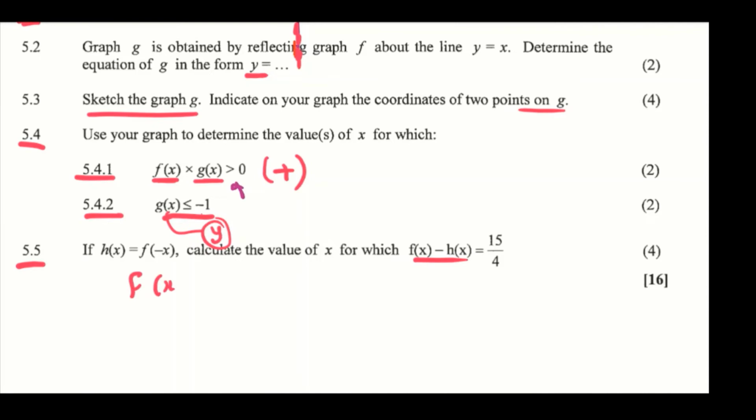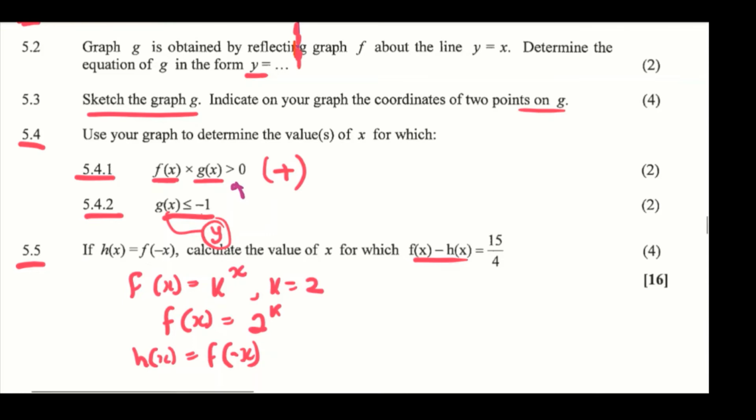So we know f of x is equal to k to the power of x, of which we found k to be equal to 2 in the previous questions. So f of x is equal to 2 to the power of x, right? So to find h of x, because it's equal to f of negative x, where we see f of x, we're going to put minus x, right? So it's going to be equal to 2 to the power of minus x.